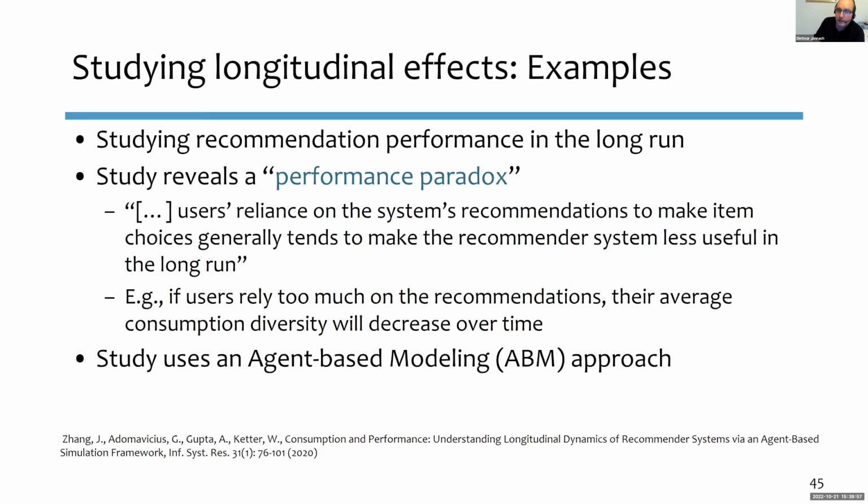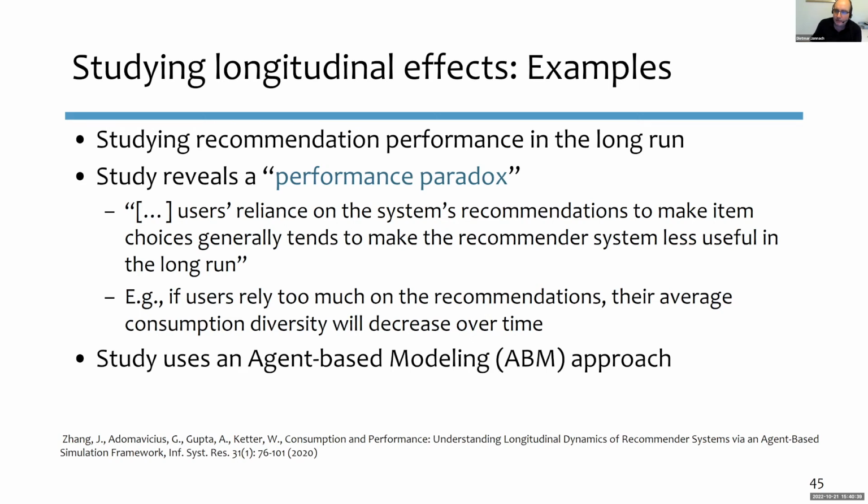There were also some agent-based simulations, so it's not like we take some data and feed it back. Here's one by Zhang and colleagues, where they used an agent-based approach, where the users are agents and the providers are agents. In their longitudinal simulation study, they found something they call the performance paradox. They describe it as: the user's reliance on the system's recommendations to make item choices tends to make the recommender system less useful in the long run. So the more people trust the system and use the recommendations, the lower the value of the system in the long run. This is called a paradox, right?